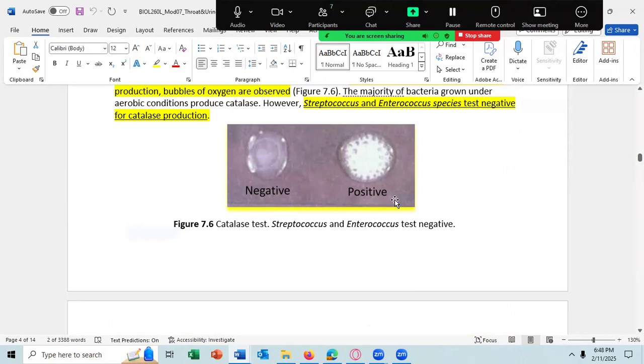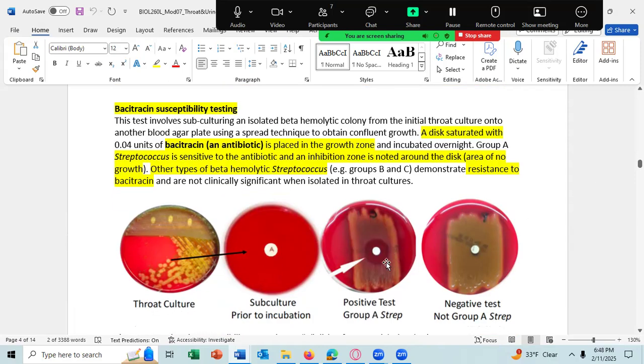Let me state that the catalase negative says that it's either Streptococcus or Enterococcus, and then the bacitracin positive says it has to be Streptococcus pyogenes.